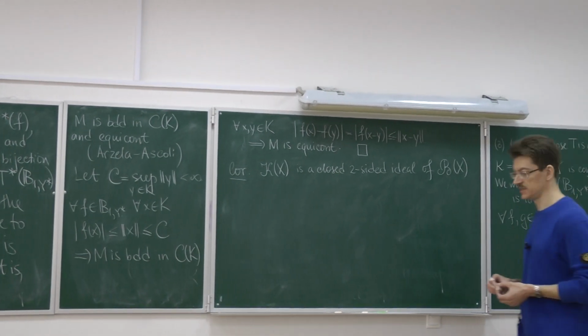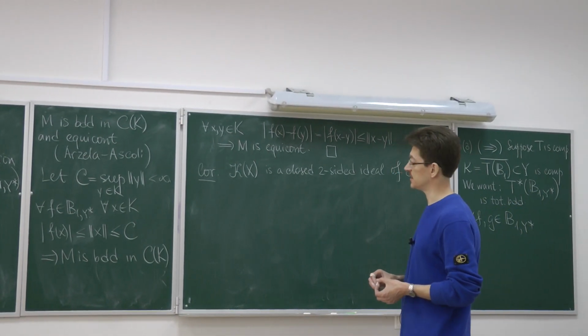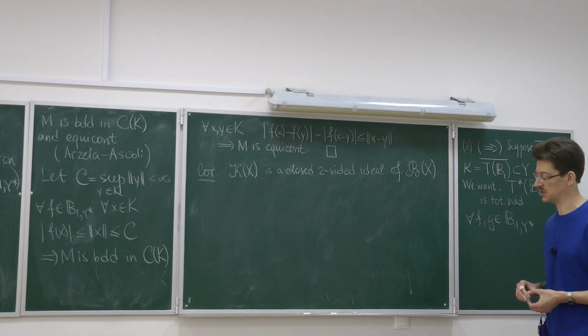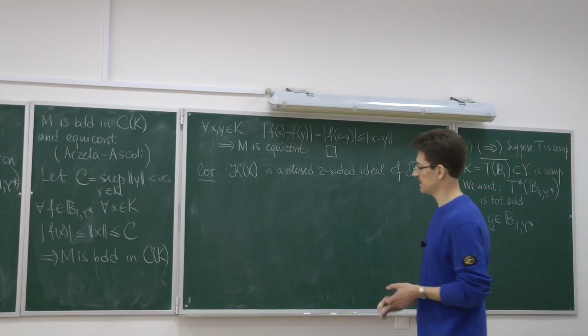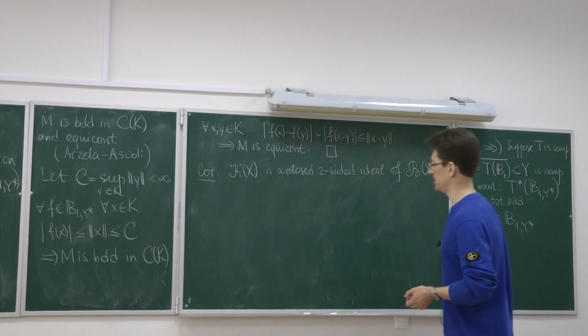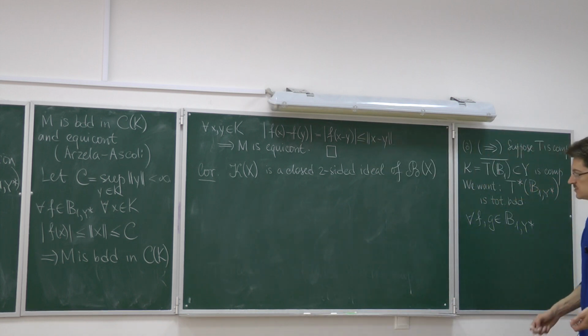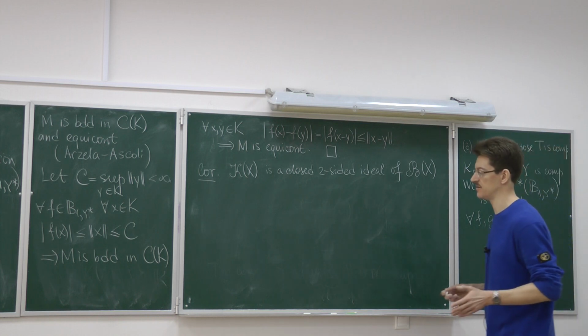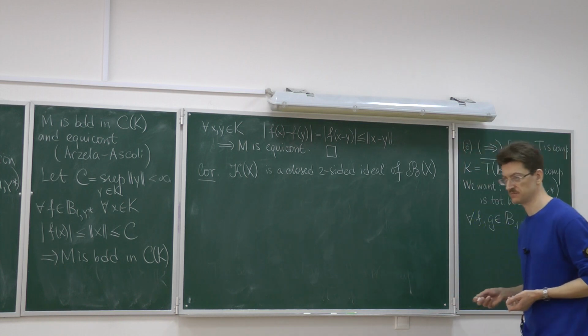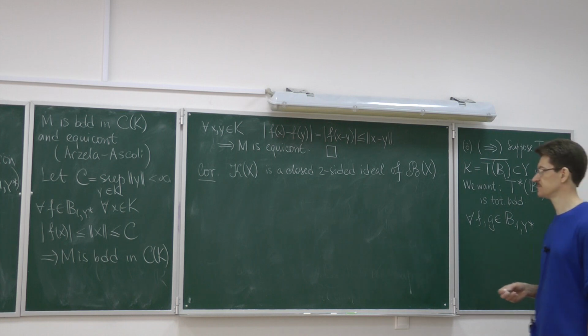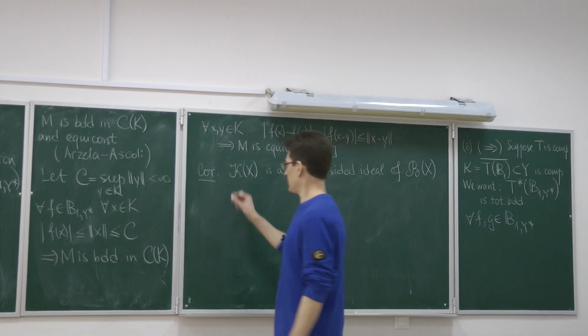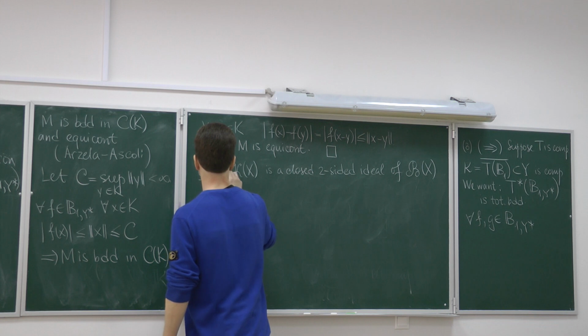By the way, we will see at the end of our course that if X is a separable infinite-dimensional Hilbert space, then this is the only proper closed two-sided ideal of B of X. And the same holds for some other nice Banach spaces, but not for all of them, of course. Okay, so this is corollary 1.